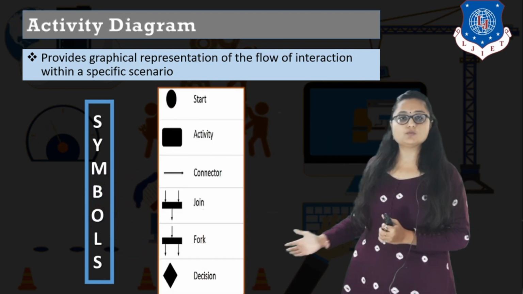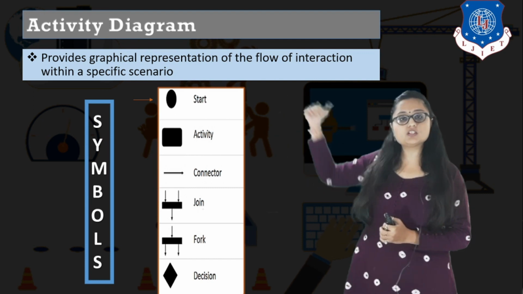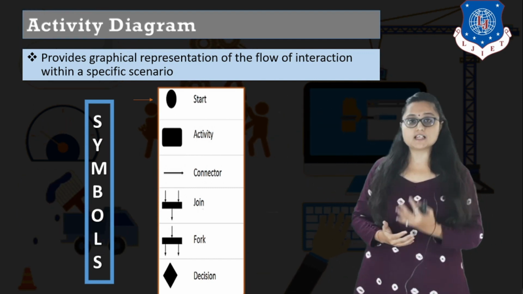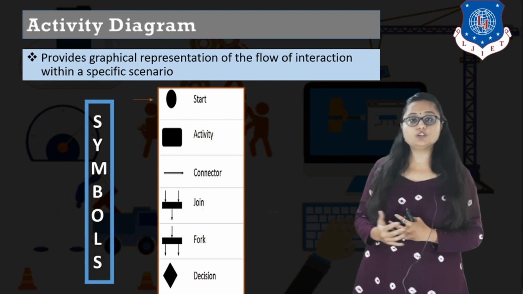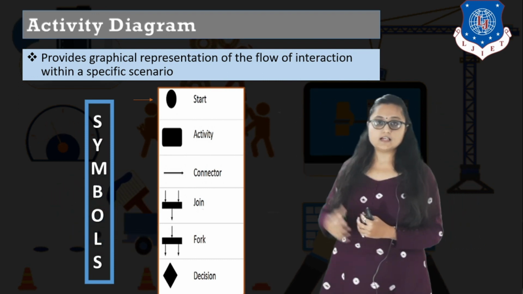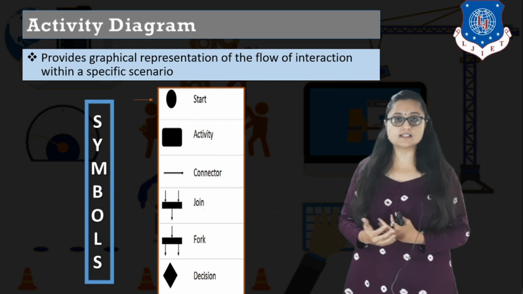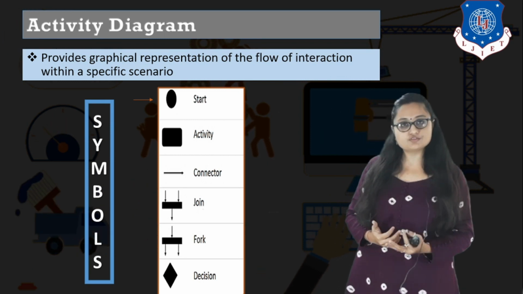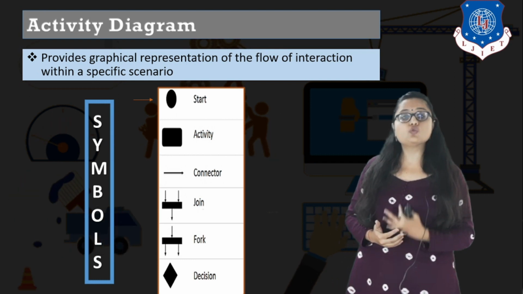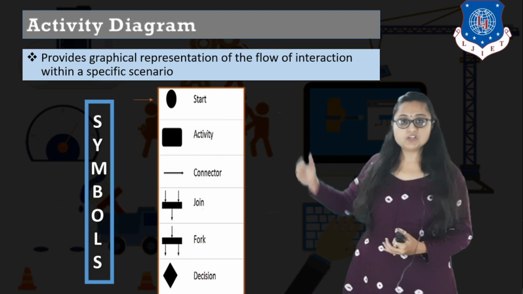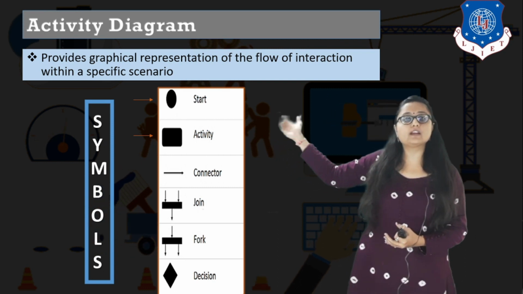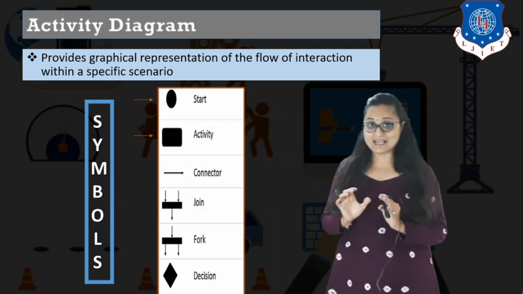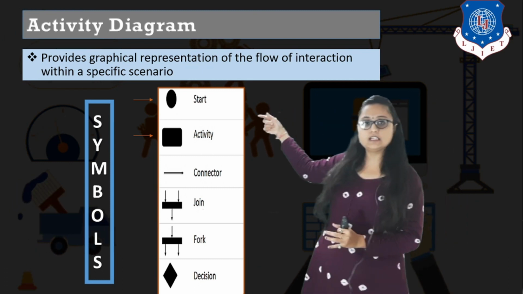So these are the symbols. Let us study one by one. The first is the start symbol. Whenever you are starting an activity diagram, you need to write this symbol, indicating that this is the start of this scenario. After this start symbol you go for the sequence of activities. The next is the symbol for activity itself. Whenever you are depicting an activity, you have to depict it in this symbol.